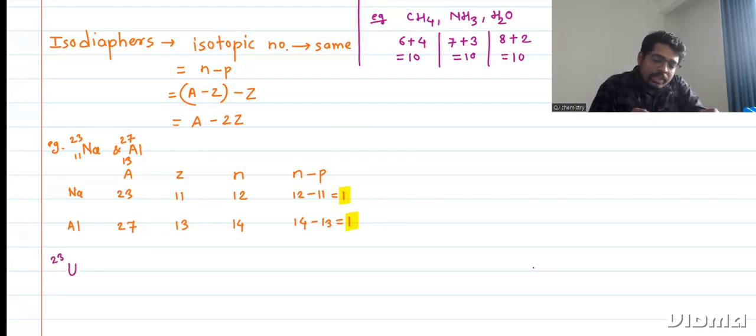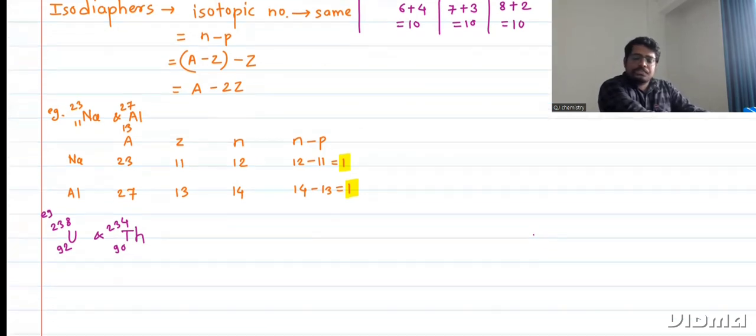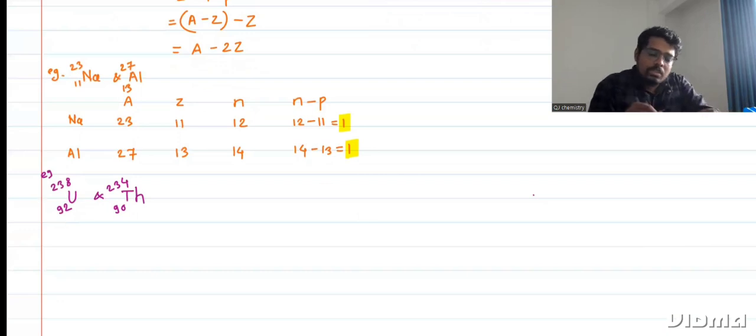Now let us take another example: uranium 238 and thorium 234. Uranium atomic number is 92 and thorium atomic number is 90. Now let us check for this example whether the isotopic number is the same or different. So let us calculate the values for uranium and thorium.